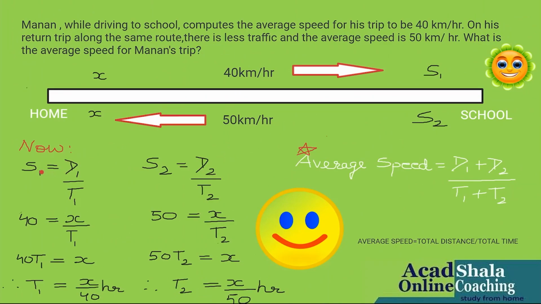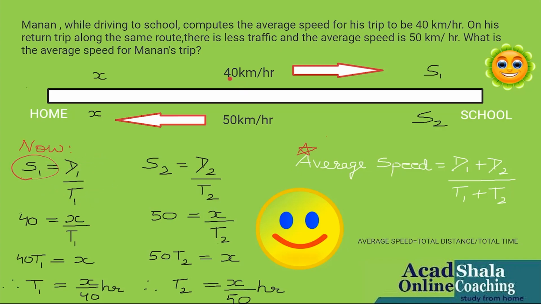Now, S1, that is speed, we know distance over time. So for S1, we will frame the formula, that is S1 is equal to D1 upon T1. We have taken 1, 1, 1, that means for this route, that is from home to school. So we have given the abbreviation as S1, S2, hence D1, T1. Yes or no? Okay. S1 is equal to D1 upon T1.